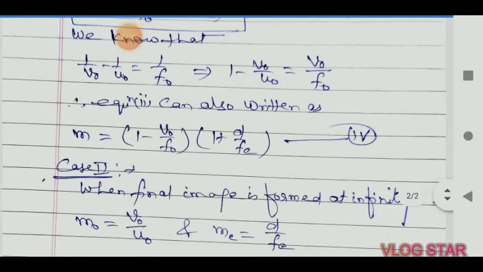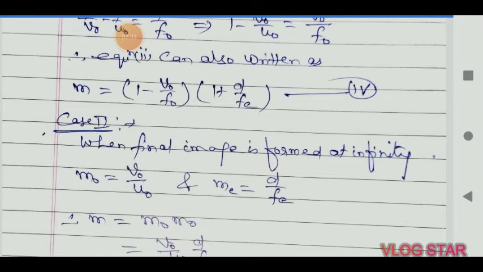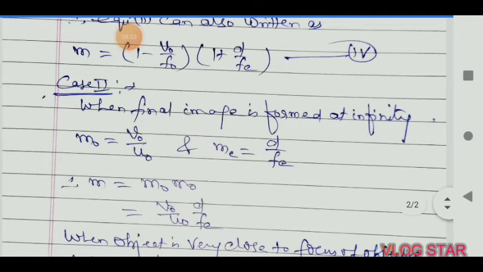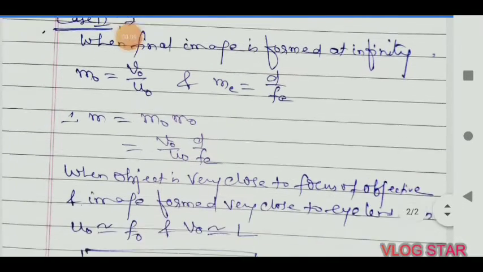Okay. Now what will be the magnification when the final image is formed at infinity? We just want to see with a relaxed eye. We are not forming the image at the least distance of distinct vision. So in that case, M naught is V naught by U naught, and we know that for the final image formed at infinity, ME will be D by Fe. So M is equal to M naught ME, that is equal to V naught by U naught times D by Fe.